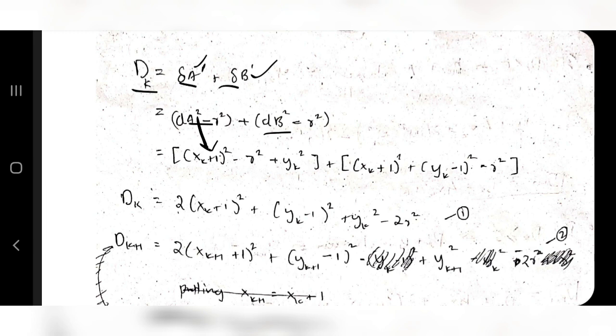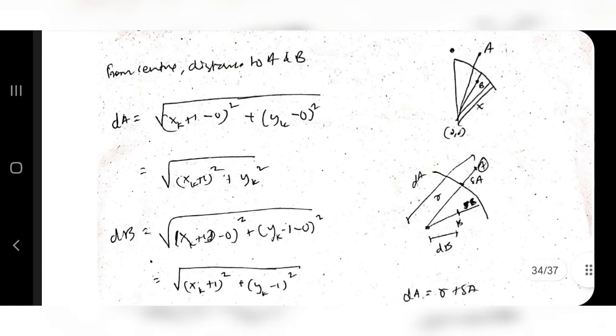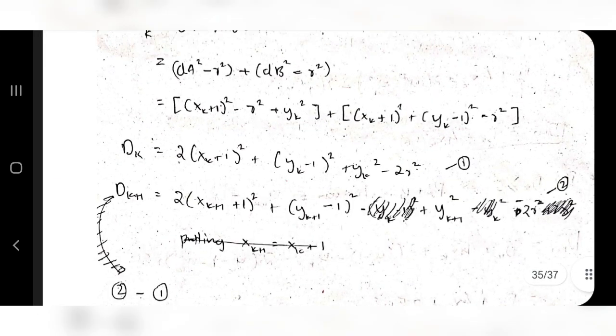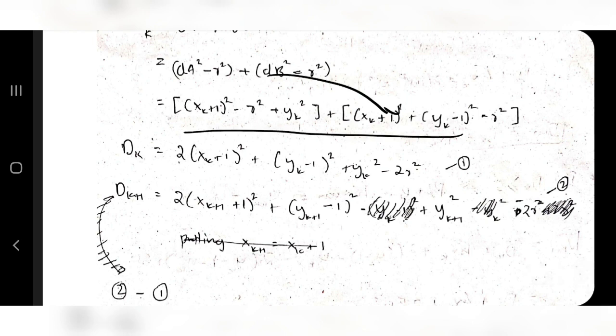Substitute these values: dA as x plus 1 whole square plus yk whole square. What is dA? We have written it here, dA is this one. Just square it, dB also. We will be choosing this one as well in the next term. Just expand it and simplify it, and you'll get an answer here. What answer you get is the official formula.